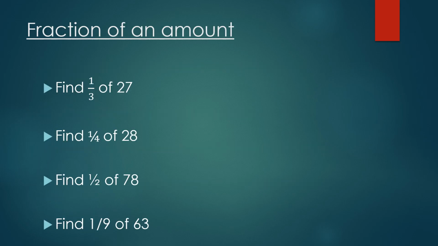Okay, so finding a fraction of an amount, so a fraction of a quantity. So let's work out 1/3 of 27. Whenever we find a fraction of an amount, a fraction of a quantity, we divide the number or quantity by the bottom and then times it by the top. We do 27 divided by 3, and then we times that by 1. Okay, 27 divided by 3 will be 9. 9 times 1 will be 9.